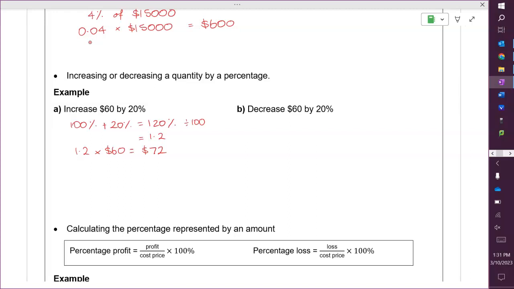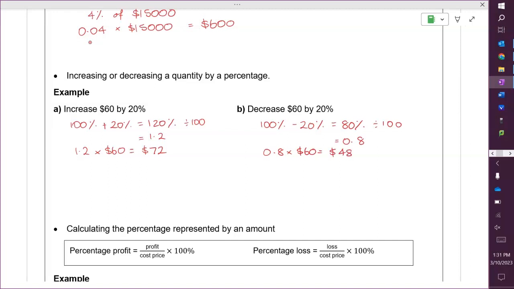The next one is decrease $60 by 20%. So if we take our 100% and we minus our 20%, that leaves us with 80%. If we divide that by 100 to get our decimal multiplier, we get 0.8. So if we say 0.8 times $60, that leaves us with $48.